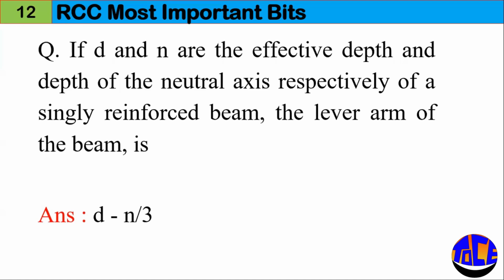Question number 12. If D and N are the effective depth and the neutral axis respectively of a singly reinforced beam, the lever arm of the beam is, so you know the lever arm of the beam will be D minus N by 3, or this can be also written as D minus XU by 3, right?